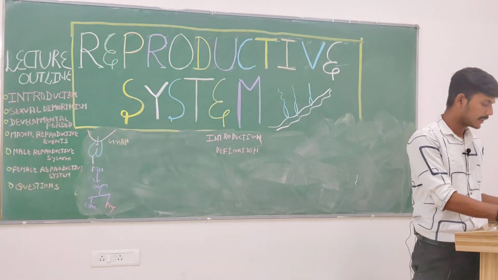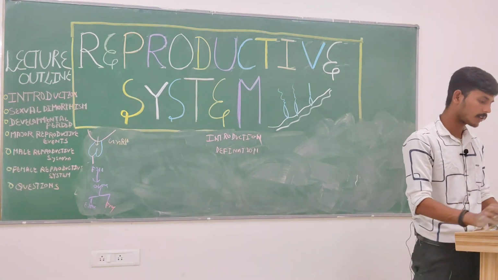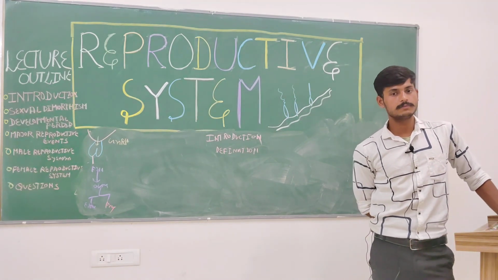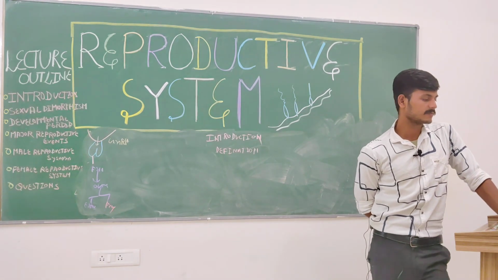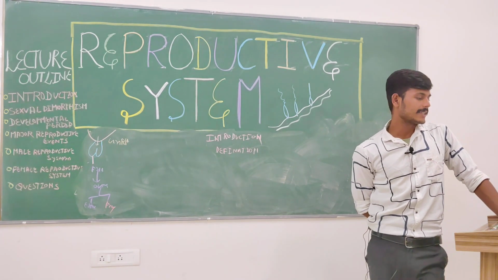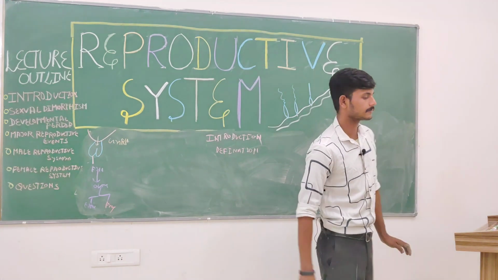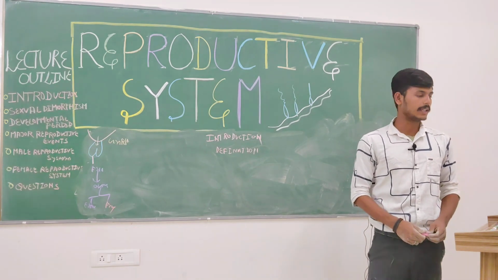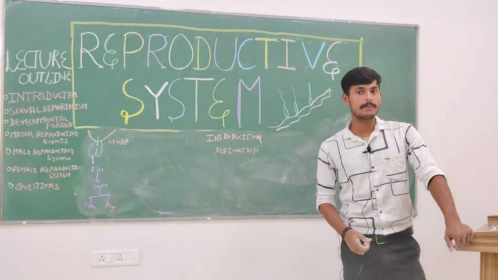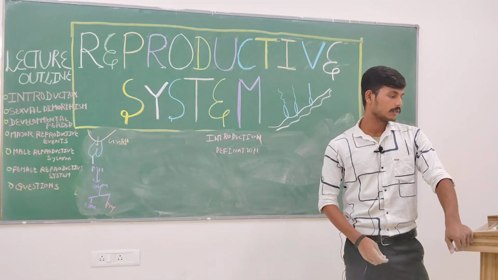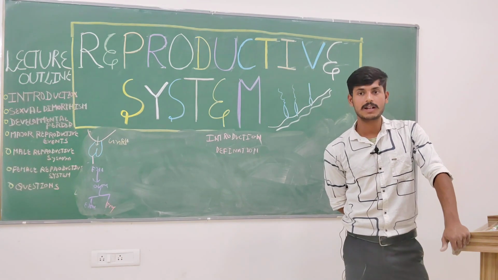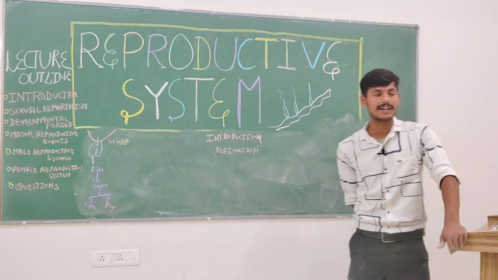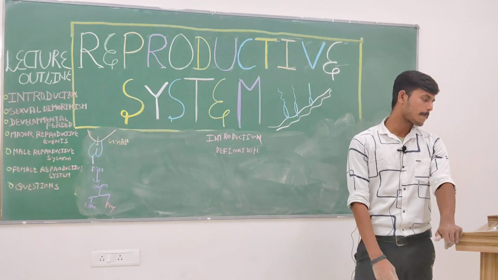Write the names. The first is the broad ligament. Broad ligament, first type. Second, the round ligament. Quickly. Then you have the uterosacral ligament, and the last one is the cardinal ligament, C-A-R-D-I-N-A-L.